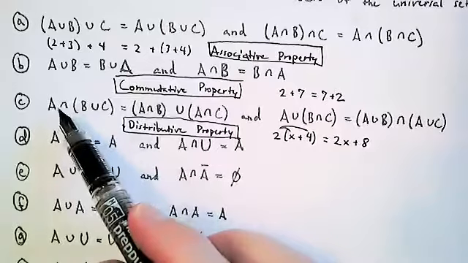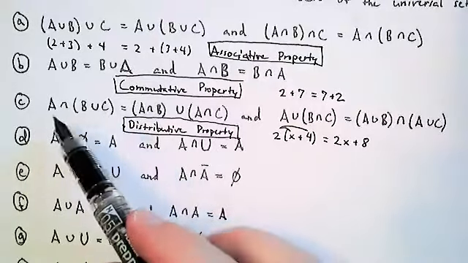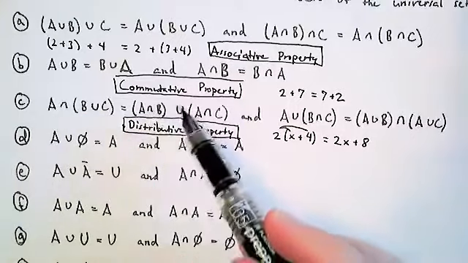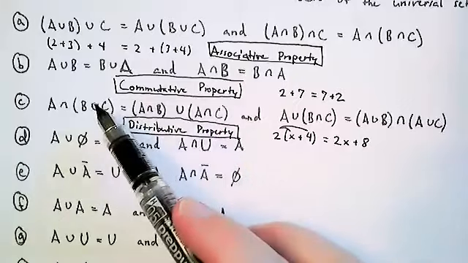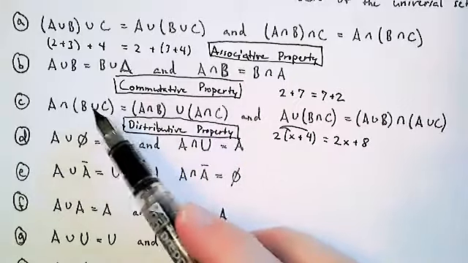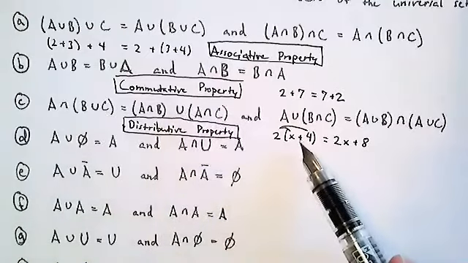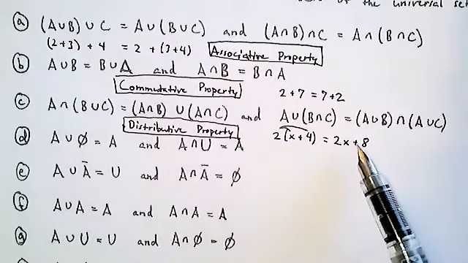So if I have an intersection here and a union inside my parentheses, what I can do is intersect A with B and intersect A with C. So since there is a union sign in between B and C, I'll put a union sign here. Just like there was a plus sign between x and 4, and here I keep that plus sign.